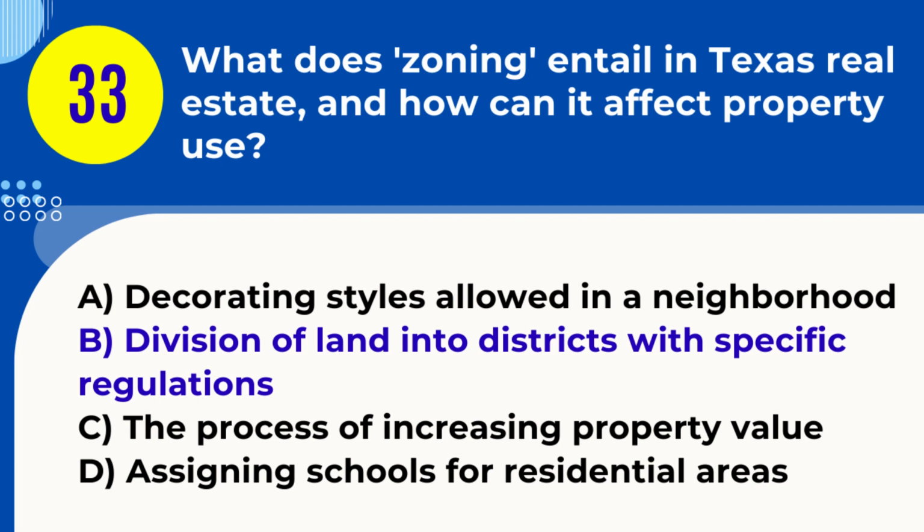Explanation: Zoning in Texas real estate involves dividing land into different zones or districts, each with specific regulations regarding land use, building sizes, and types of structures allowed, which affects how properties in those areas can be used.